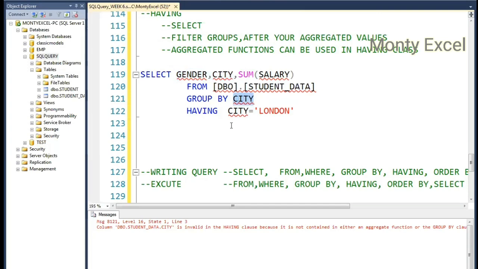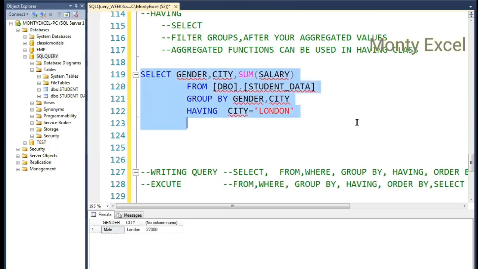Those should be brought to your group by. So once you select this and run it, you're going to see it is selecting three columns, salary, city, gender from the table, and it is grouping by gender and city and having a condition called London. So what you are seeing right now on the screen is only London city, whose gender is male, and salary.